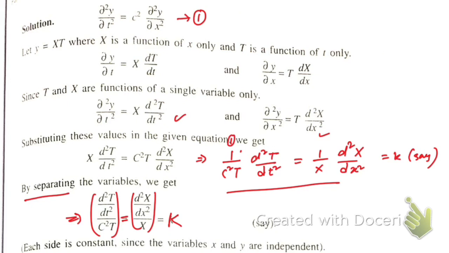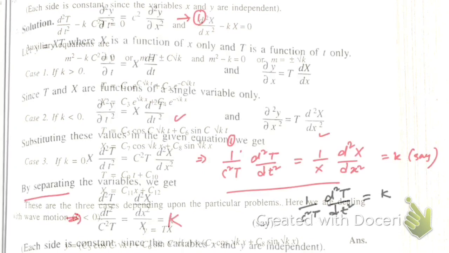Now let me go to the next slide. In the next slide, first we're going to take this part equal to k. We suppose that. Then what we will get is 1 by c square T, second order derivative of T with respect to small t, is equal to k. Let me copy this and go to the next slide.